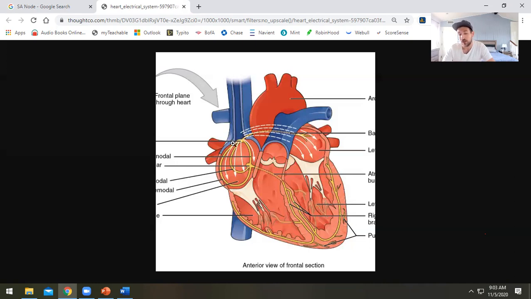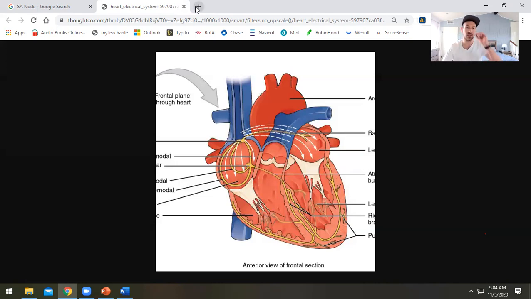What it'll do is travel from the SA node over here to what's called your AV node. The AV node's job is to delay the signal for just a second. You'll notice the SA node is controlling this top section of the heart here, and then the AV node splits down to the bottom section of the heart down here.